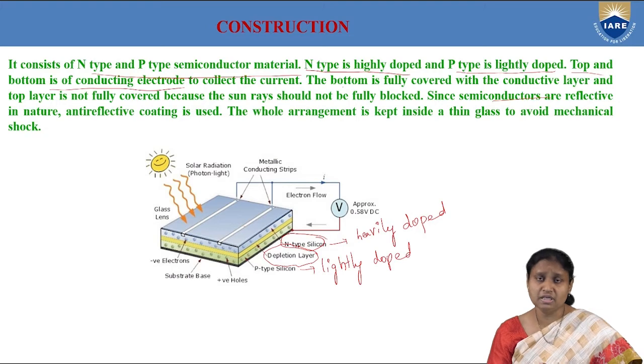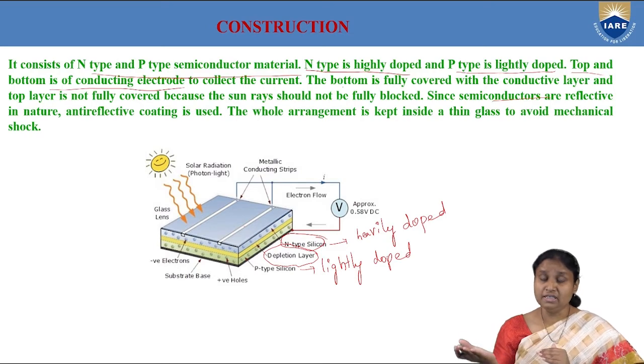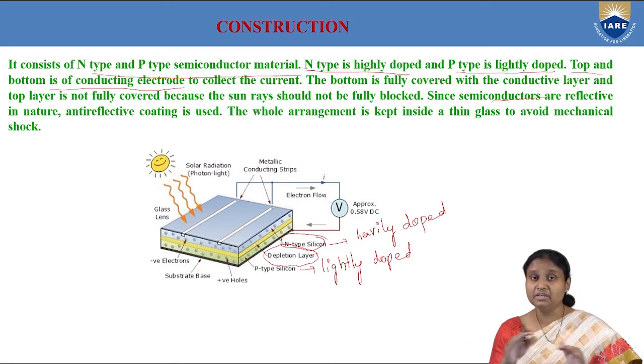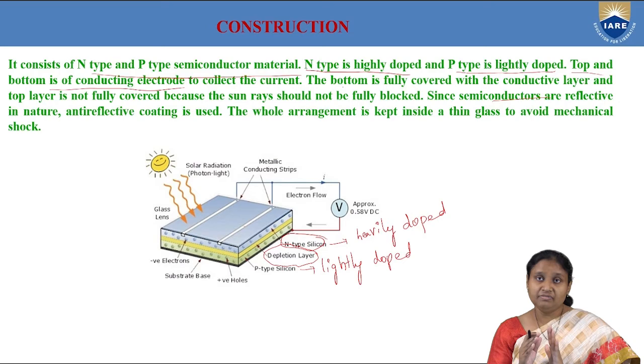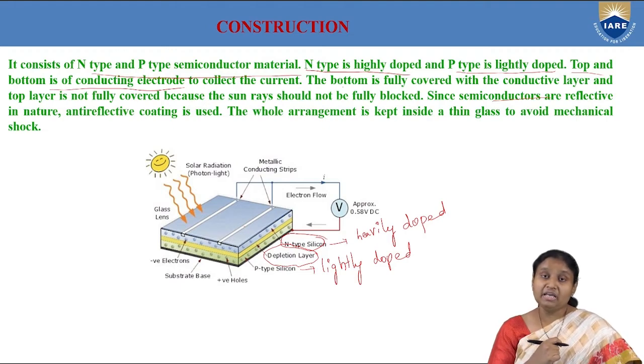Here we have, of course, our PN junction diode, where the N-type is heavily doped and the P-type is lightly doped, and of course the bottom layer is fully covered with a conducting layer and the top layer is partly covered with a conducting layer. Apart from that, we are going for an anti-reflective coating, and this whole system we are going to keep in a thin glass box, so that we can avoid mechanical shock. So this is the construction of the solar cell.